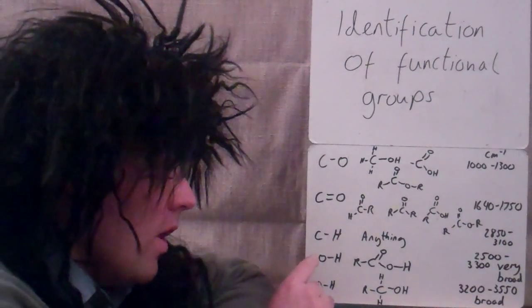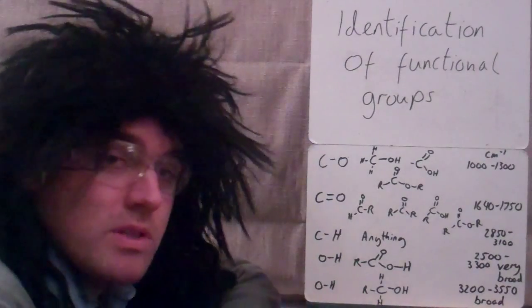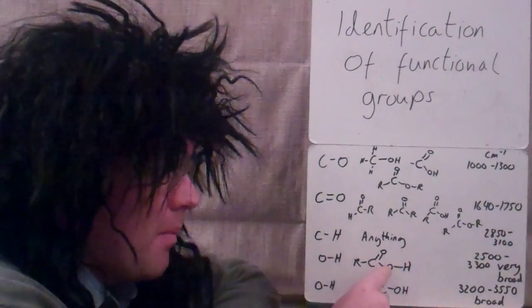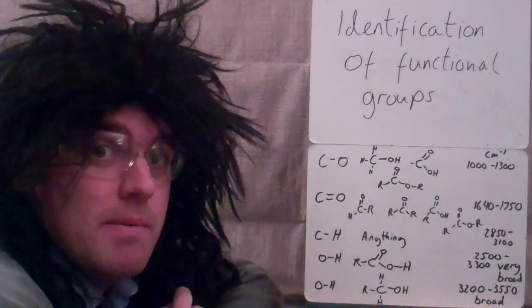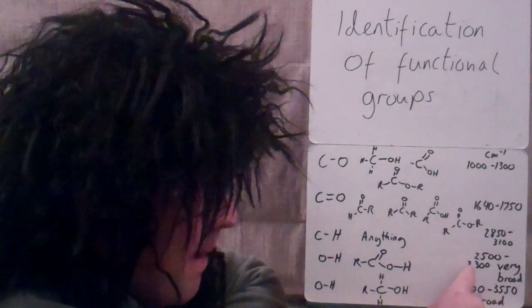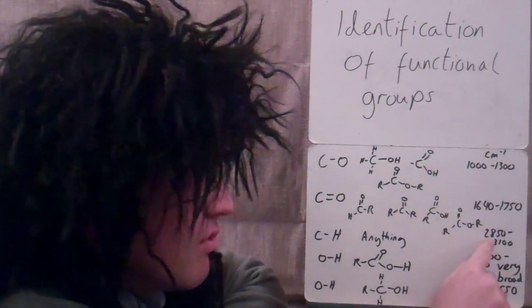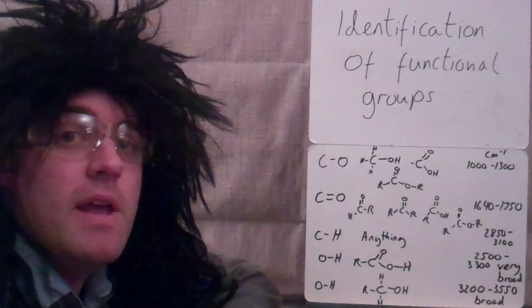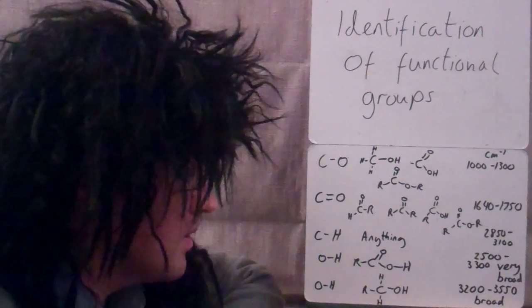These two down here are quite interesting ones. We've got the one here for a carboxylic acid, the oxygen to hydrogen in a carboxylic acid. That is very broad, as we'll see in a minute. It's a very broad peak. And if you look, its range actually overlaps with the carbon to hydrogen range. Quite often these peaks overlap with each other. We'll see some examples in a minute.